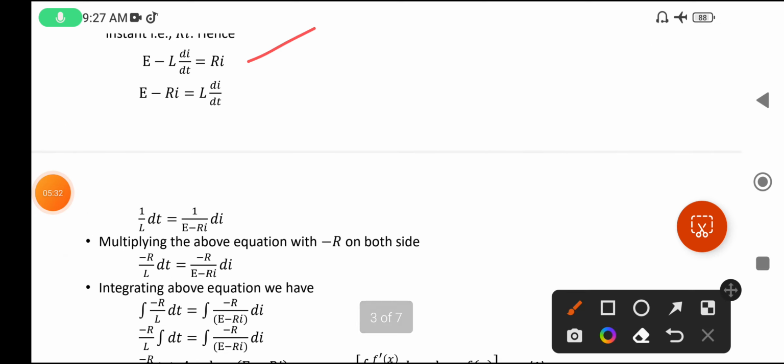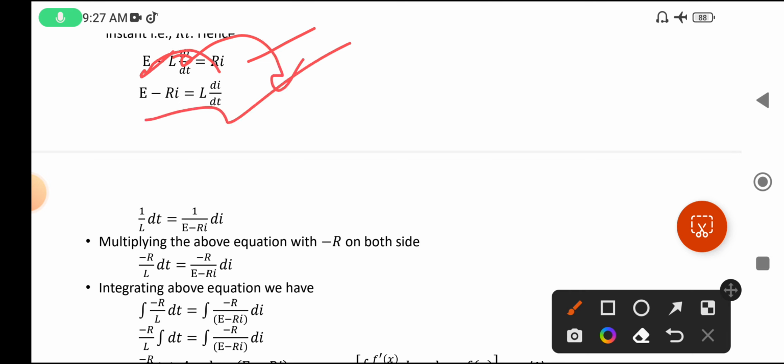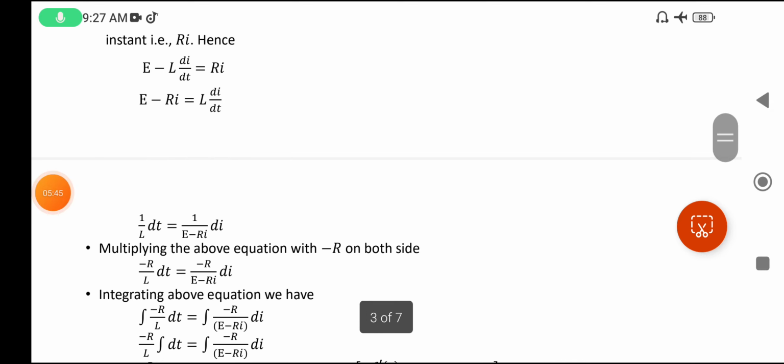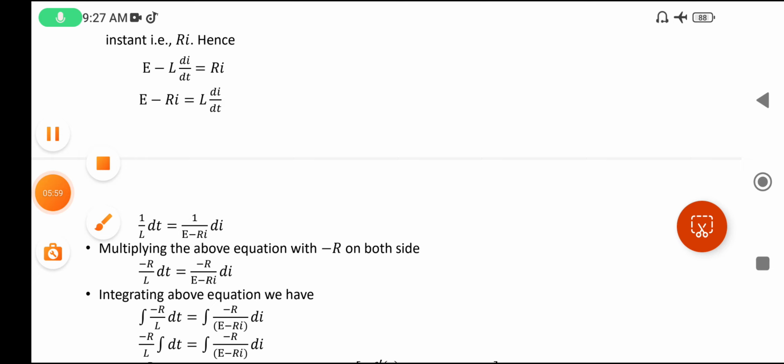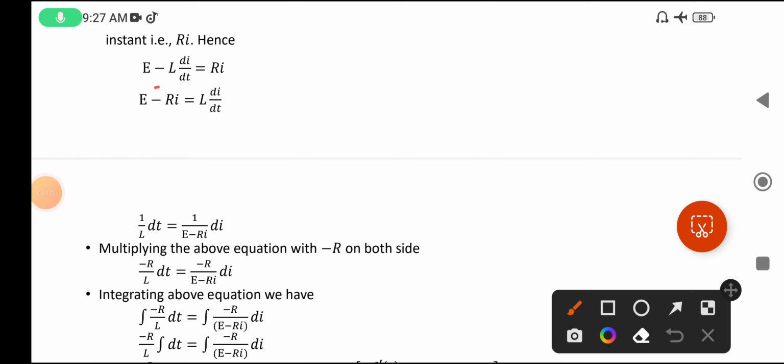So, we have made it equal, and from this, the minus term is there, bring this to this side and Ri to this side, then you can write this. Next, after this what we have to do: L and dt bring this side, only L and dt, and this whole bring this side. So, E minus Ri, if you bring this side it divides, and L by dt goes that side, and it becomes dt by L, and here like this.